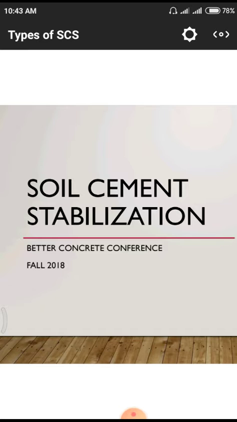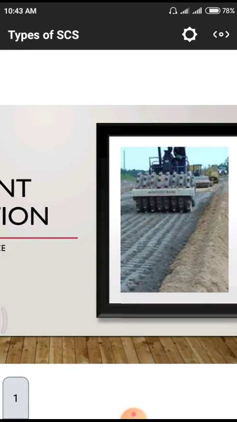and how the particles will react with the surrounding particles, how densification is needed, and the amount of water required when we go for this soil cement stabilization. But in today's class we need to discuss in an elaborate way what the different types are and how those types will be implemented for different soils. All of that we have to discuss in today's class.